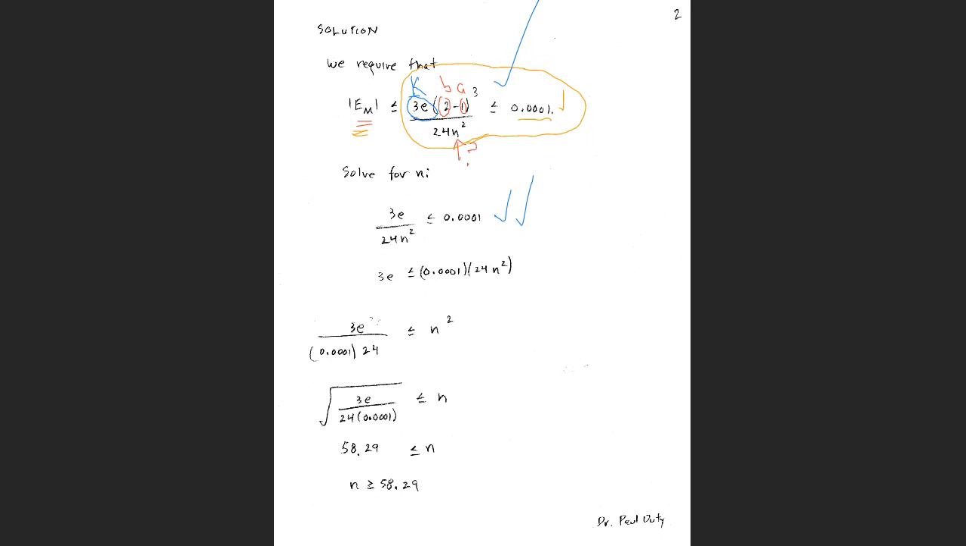Okay, and so I'm going to do that. All right, I want to get the n squared up. I want to make this inequality a little simpler. So I'm going to multiply both sides of the inequality by 24n squared, because then you get simplification here and just 3e on the left. But on the right, you get 0.0001 times 24n squared. Again, we want to solve for n.